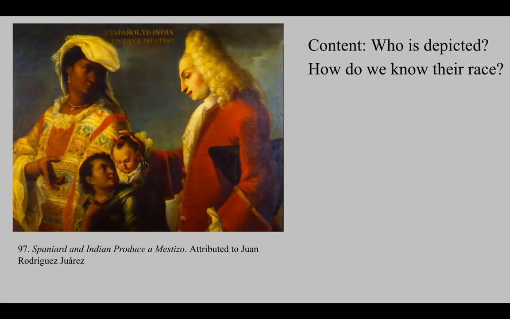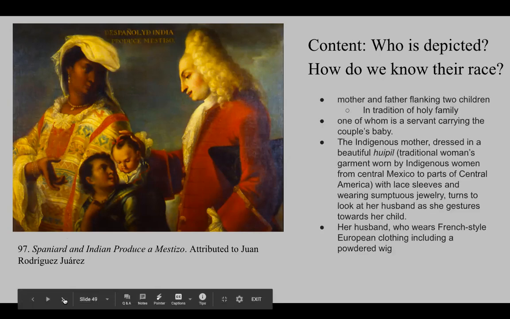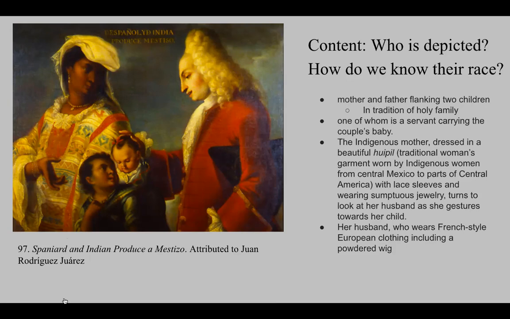Okay, it's almost correct. Their child is the baby. The older child would actually be a servant. But I can totally understand why you would think that they're all related. So we have basically a portrait of a family. That's the content of this painting. It's a portrait of the family.